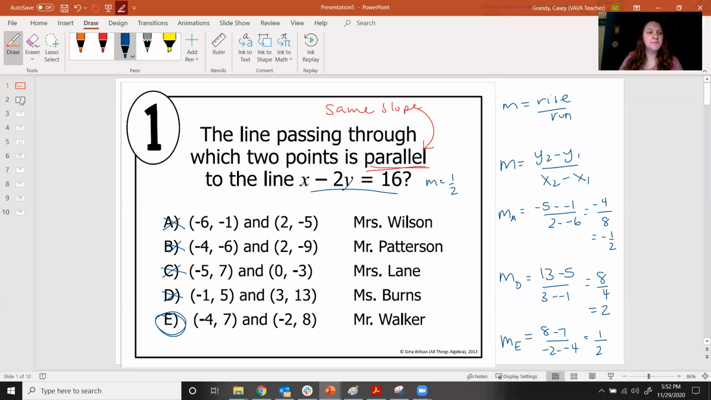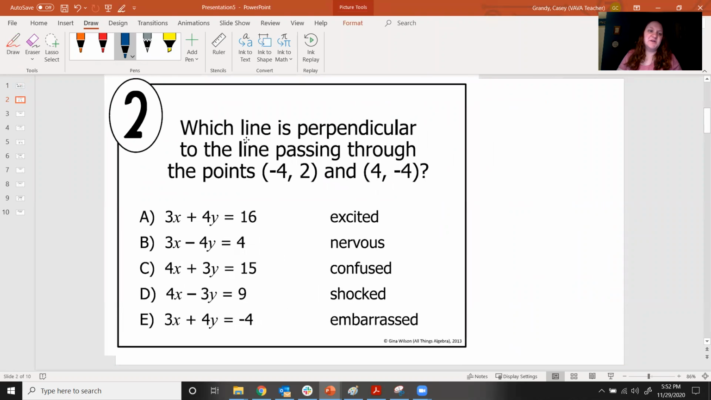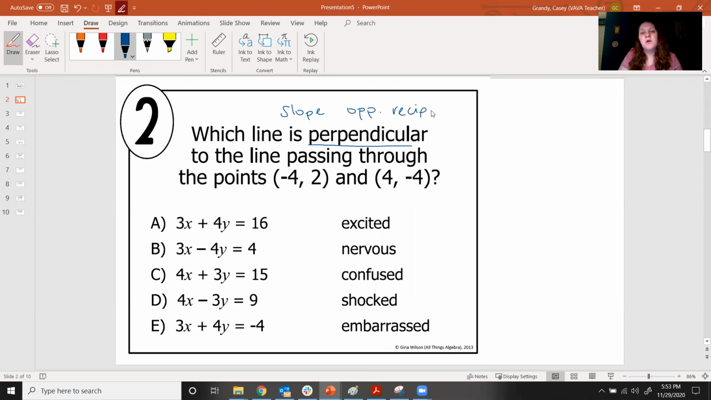All right, let's do number 2. Which line is perpendicular to the line passing through the points (4, 2) and (4, -4)? All right, so the key word here is perpendicular. If we are looking at perpendicular lines, then we know that their slopes are opposite reciprocals. You may also hear this called negative reciprocals, or even that their slopes have a product of -1. It all means the same thing.